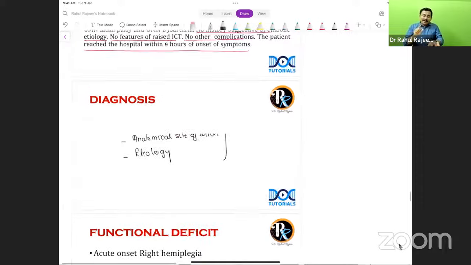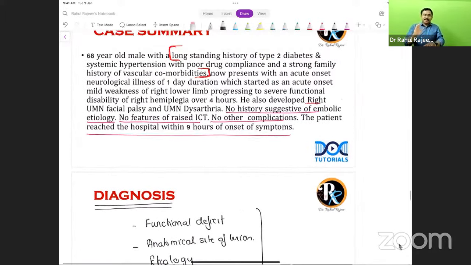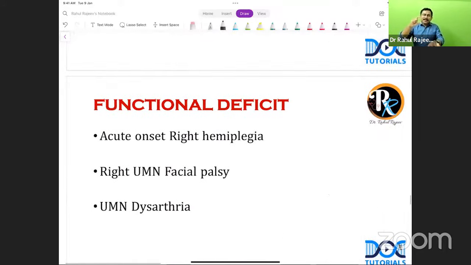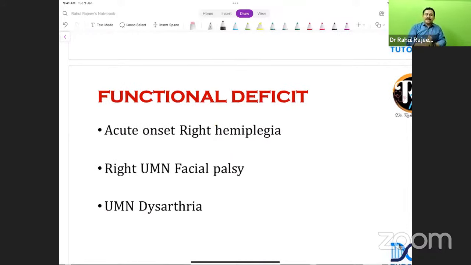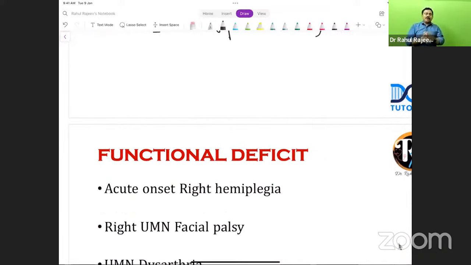But always remember, my dear friends, diagnosis and summary are different. Summary means you have got to present. Diagnosis means very limited number of words. So what is a functional deficit? I'm going to teach you about each functional, anatomical, etiology, and then you have got to combine all of them as the final diagnosis. Okay, so Fatima, do not write, this is a case of. Okay, Ajish Raj, acute onset stroke syndrome. Ajish, write first functional deficit.